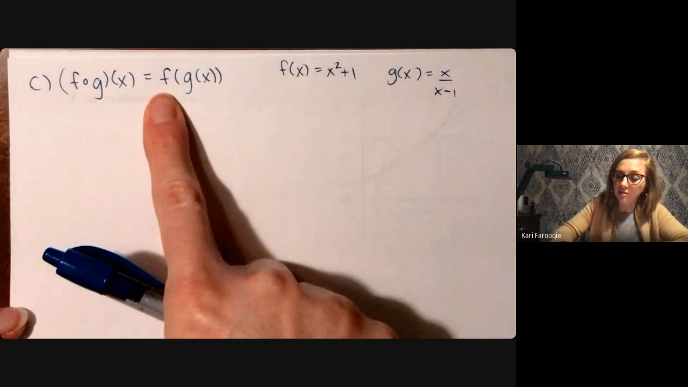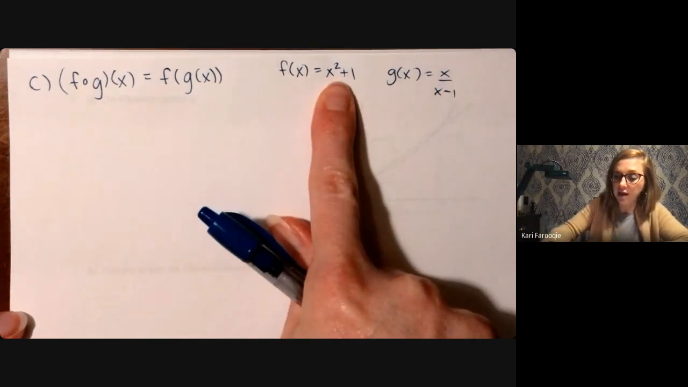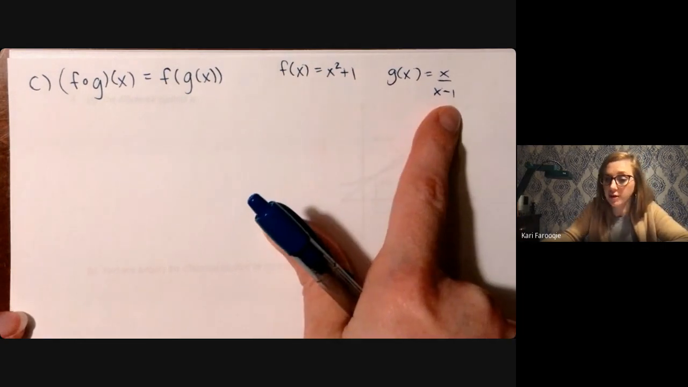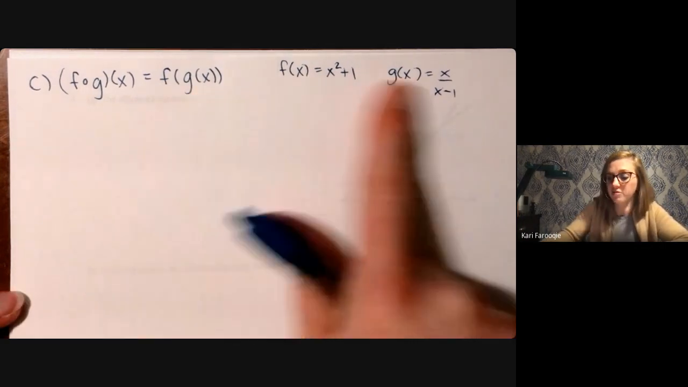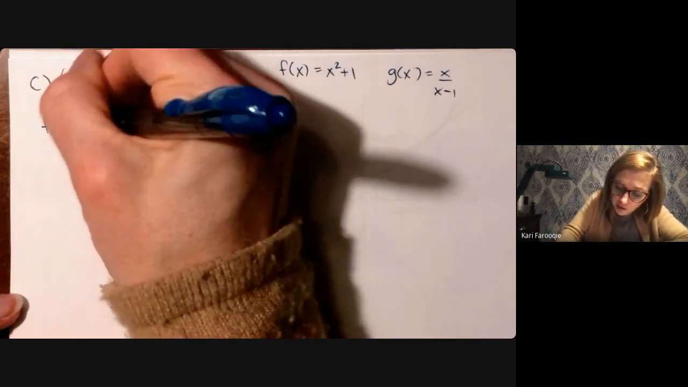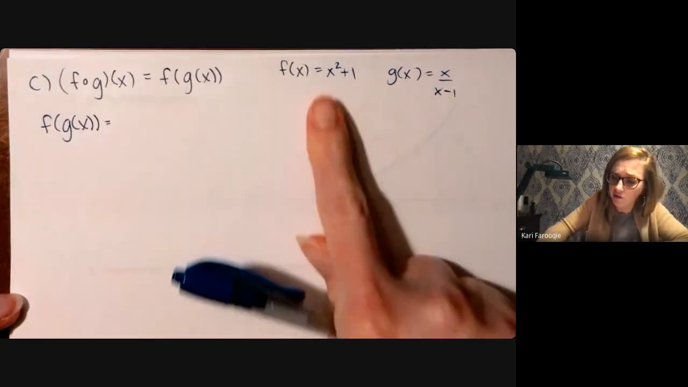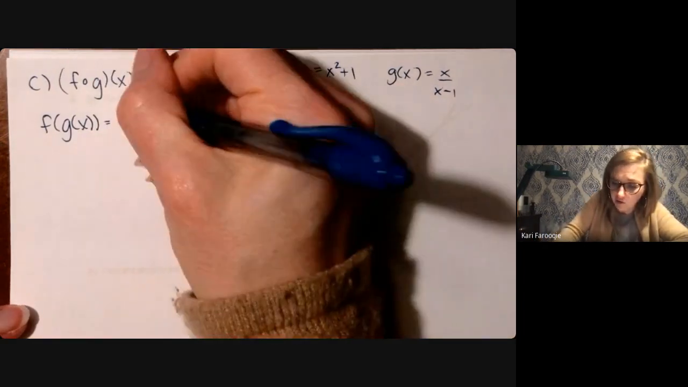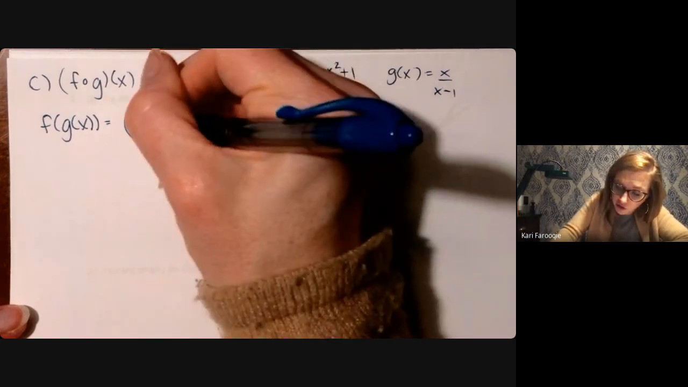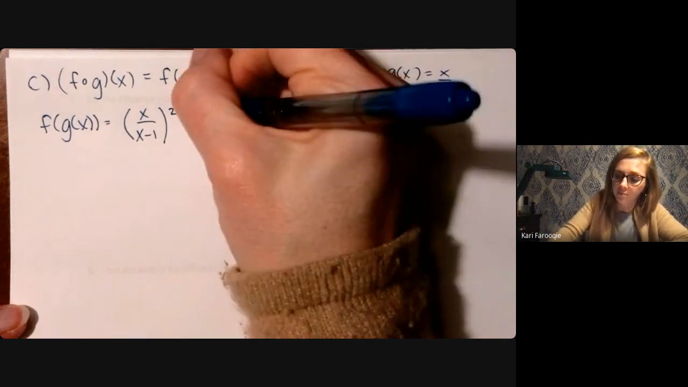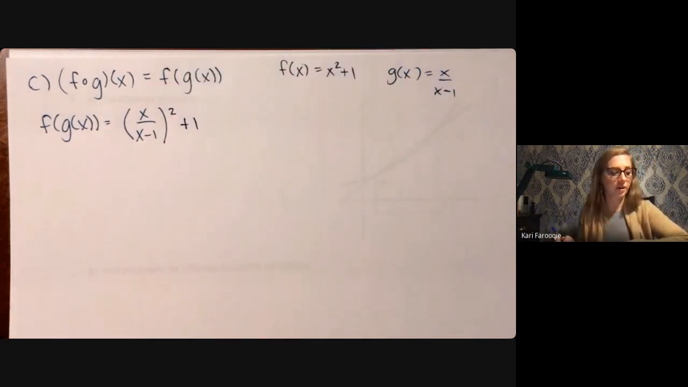So I'm going to take my function f, and everywhere I see x, I'm going to swap it out with g of x, just like if I was evaluating this at a number, except I'm evaluating it at a function. So my function f of g of x is x squared. So everywhere I see x, I'm going to swap it out with g of x. So I'm going to take g of x squared plus 1. And that's what this is going to look like.